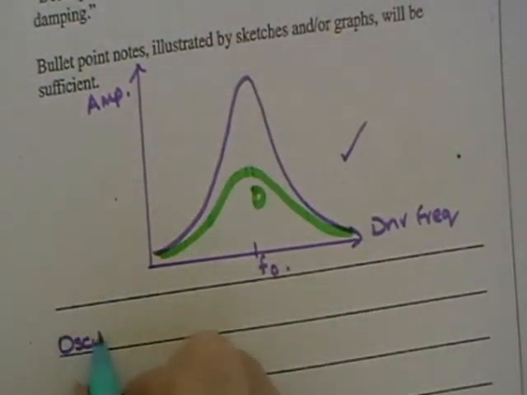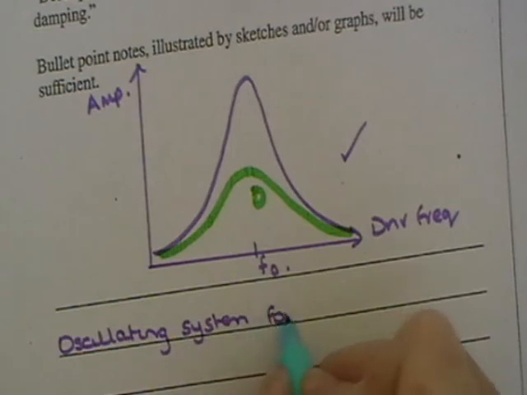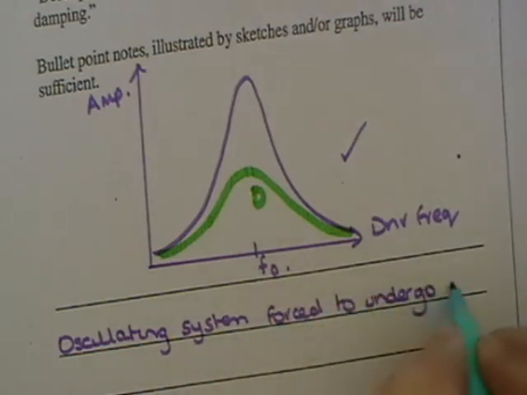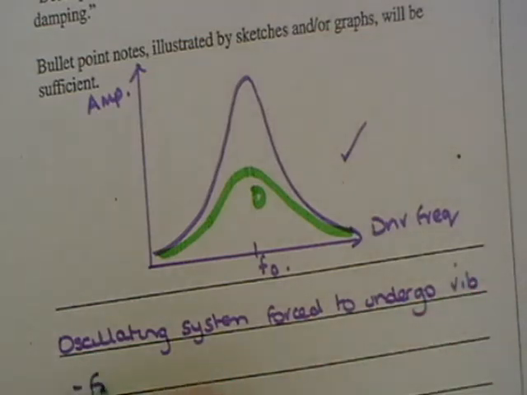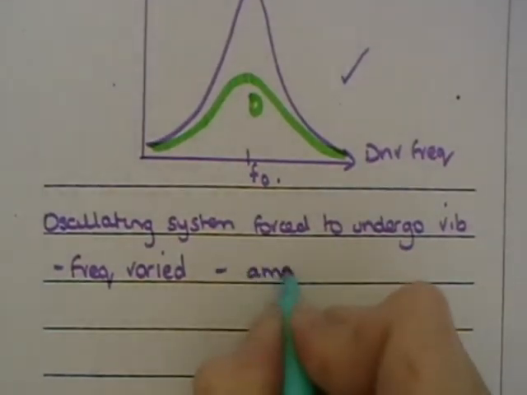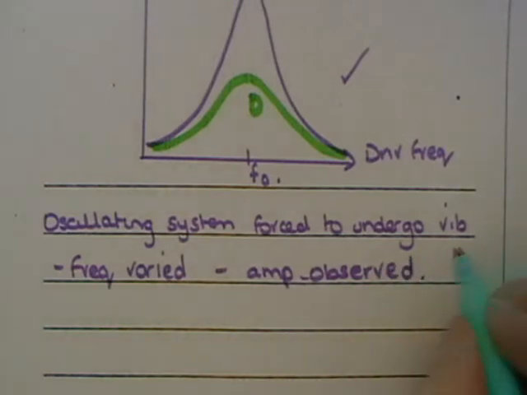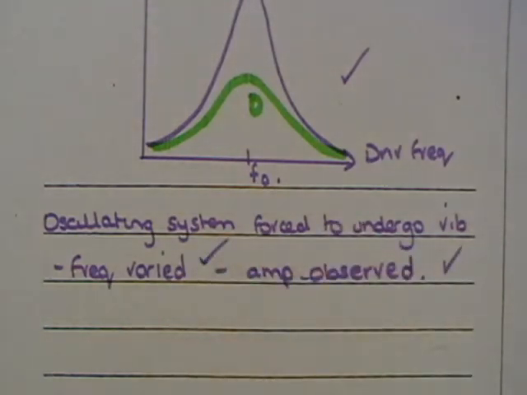So we're going to talk about the oscillating system forced to undergo vibrations. The frequency is varied, and then the amplitude observed. Now that's guaranteeing you 2 marks there if you say both of those things there.